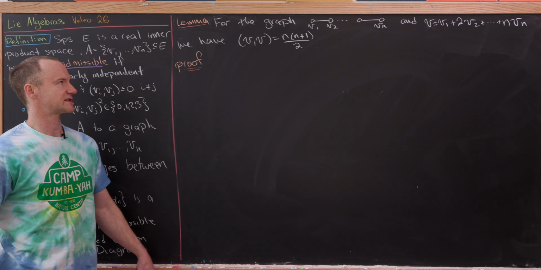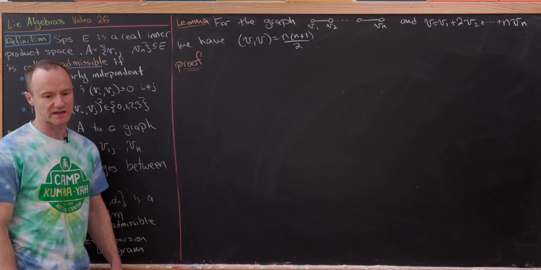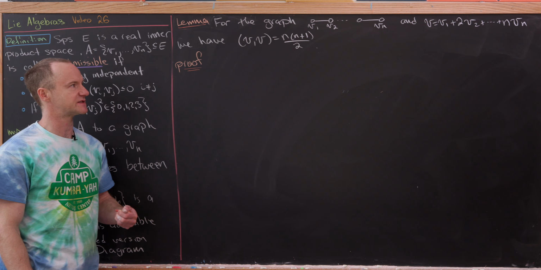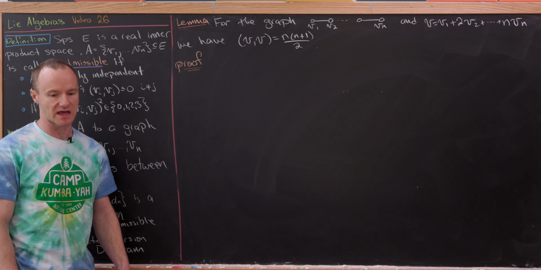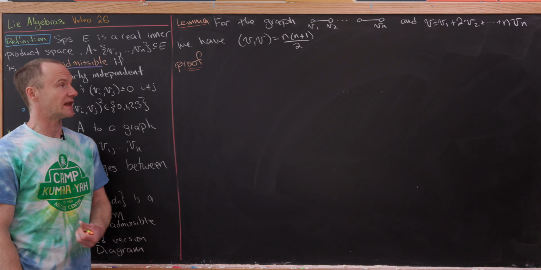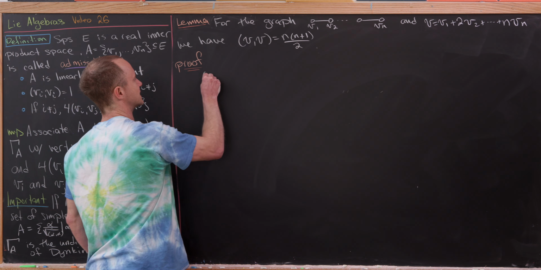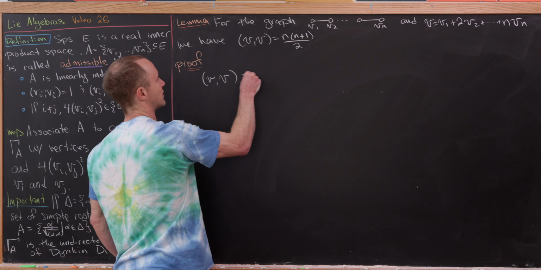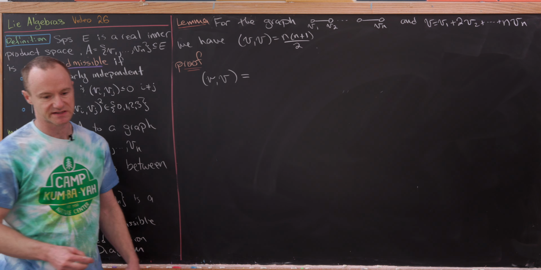So for our next lemma, we'll show that if we've got a graph which is a chain, vertices v1 to vn, and then we define this vector v to be v1 plus 2v2 plus 3v3 up to nvn, then if we take the inner product of v with itself, we get n times n plus 1 over 2. Okay, so let's see how this proof goes. So this is just purely a calculation. The inner product of v with itself.